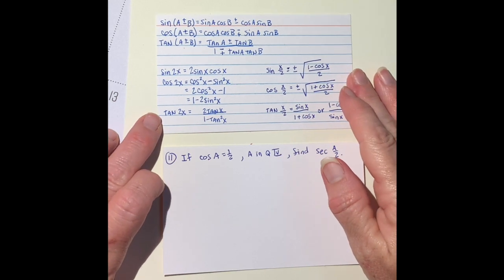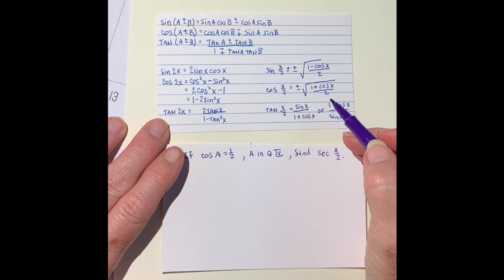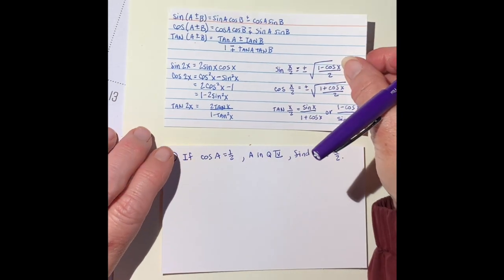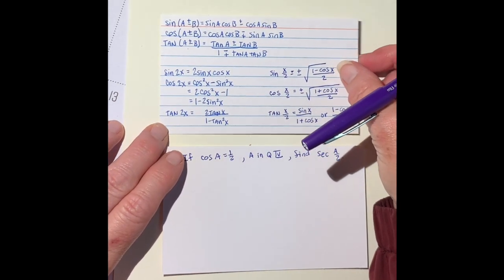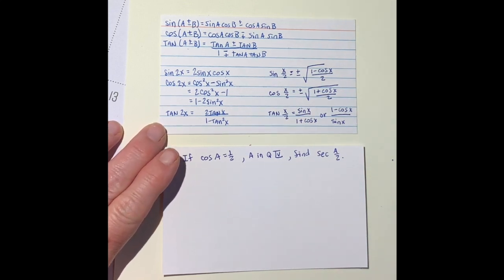All right, number 11. Moving into the half angle formulas now, so I've added those to my card here. It'd be really handy to have a card like this where you've got all the formulas to use on the test, right there in front of you. You don't have to keep going to look them up.